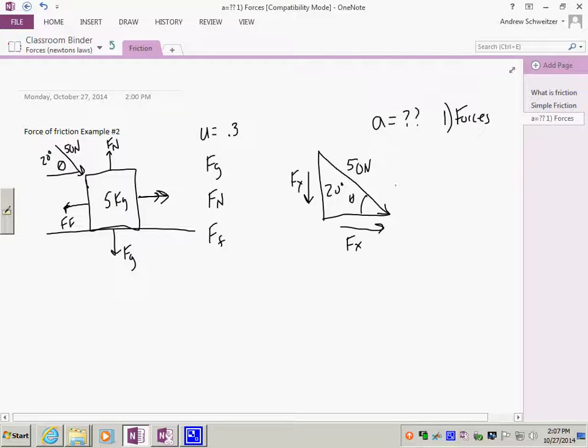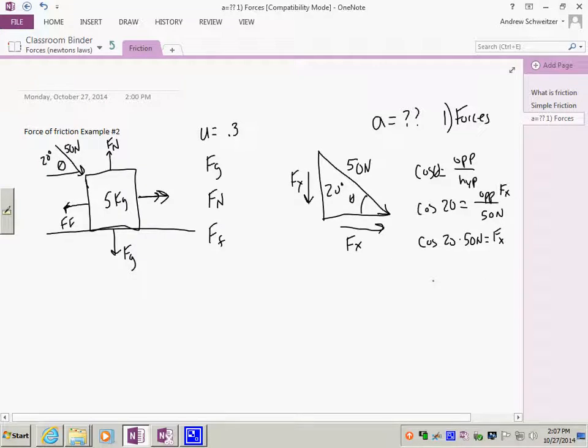So the cosine is equal to the adjacent side of a triangle over the hypotenuse of a triangle, and don't forget the angle there. So in this case, I have the hypotenuse, I have the angle, I want to find the adjacent. So cosine of 20 degrees is equal to the force in the x direction over the hypotenuse, which is going to be 50 newtons. So cosine of 20 degrees times 50 newtons equals the force in the x direction.